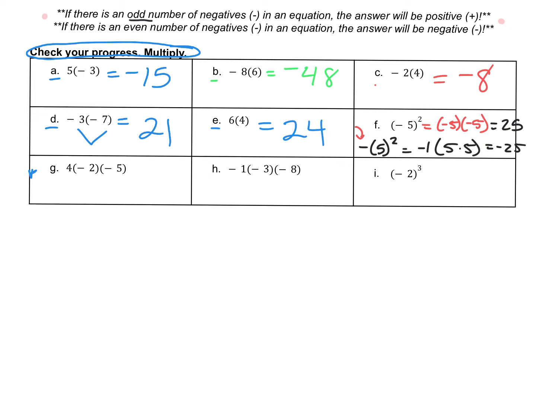So this next row here, maybe you want to try them, maybe you want to follow along. I have 4 times a negative 2 times a negative 5. So I have two negative numbers and a positive. So I'm going to keep my 4 here, and I'm going to do these two first. A negative times a negative I know is positive. 2 times 5 is 10. Then I have two positives. 4 times 10 is 40.